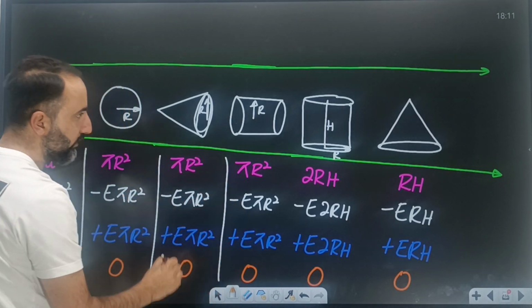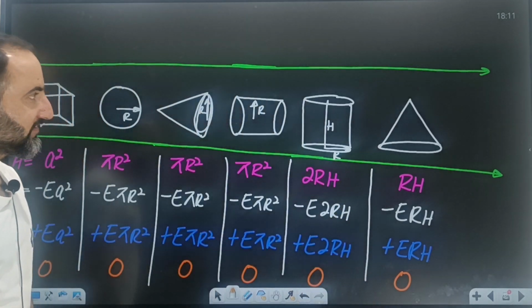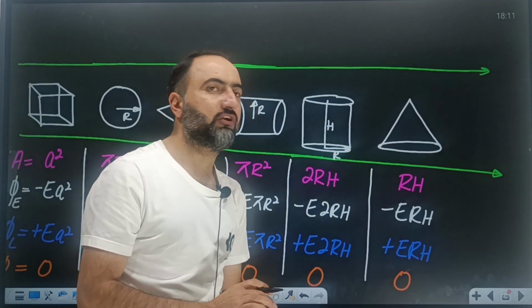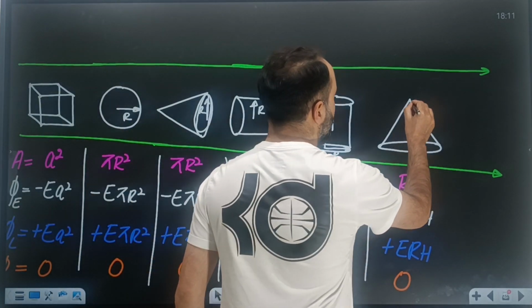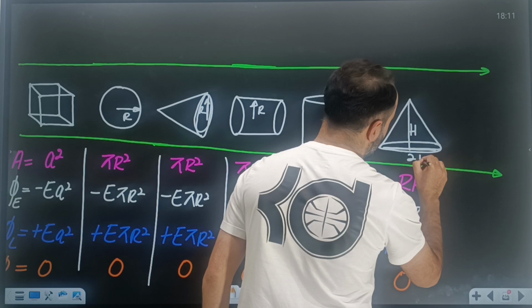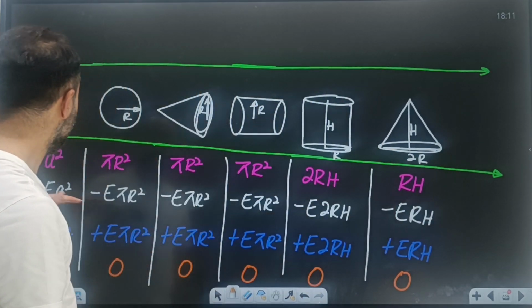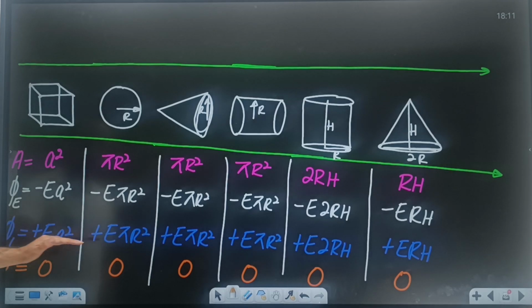Okay. So the problem boils down to calculating the area of the projection. Once you are done with that, the flux is done. So its area will be equal to what? 1/2 base into height. The height is equal to h, and the base is equal to 2r. Area of the projection will be equal to r into h. So flux entry is negative, flux leaving is positive, and the total flux will be equal to 0.